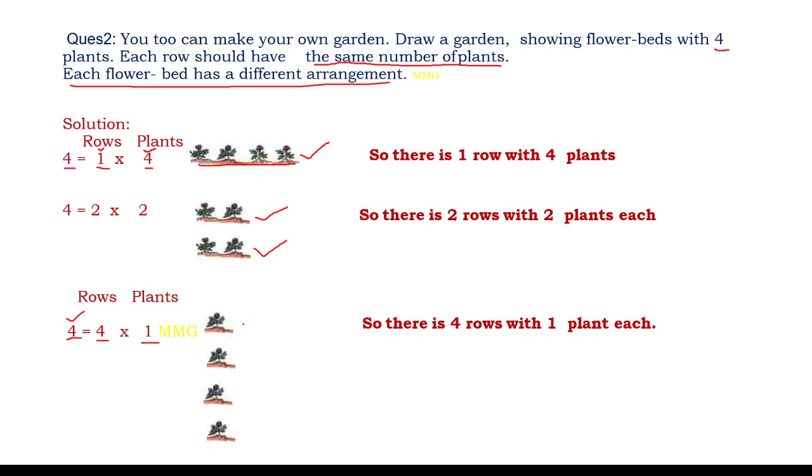Okay, so you can see here number of rows 1 2 3 and then 4. So there is 4 rows with 1 plant each. Okay, so in this way you have to arrange the plants, and each flower bed has a different arrangement. Okay, moving to the next page.